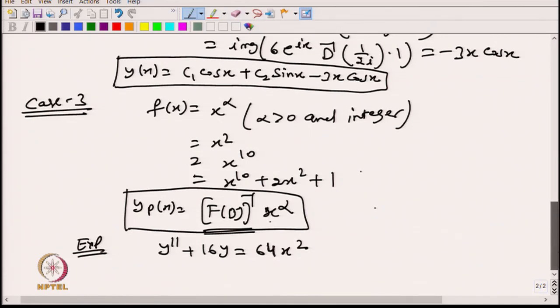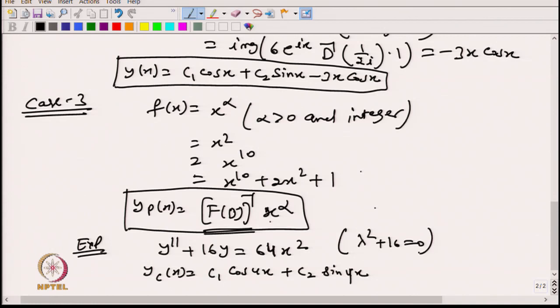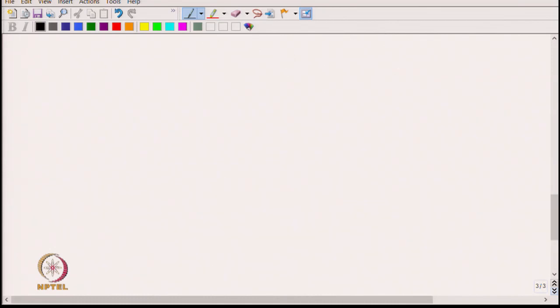In this case my y_c(x) will be c1 cos 4x plus c2 sin 4x, because I know that my characteristic equation will be lambda square plus 16 equal to 0, and from here I get lambda is equal to plus minus 4i, and then I can find the solution based on that one.